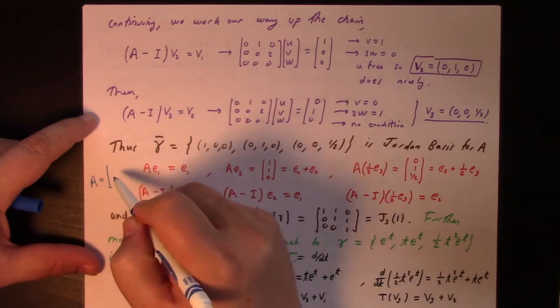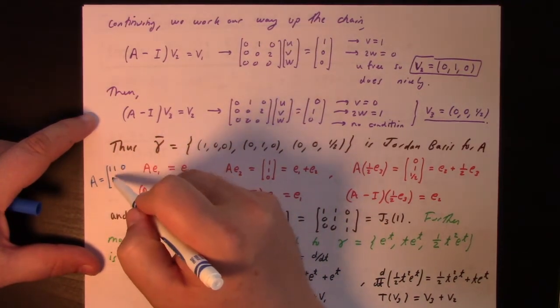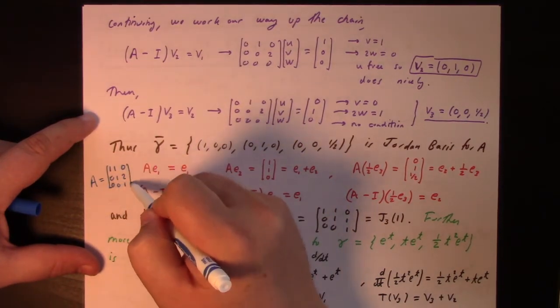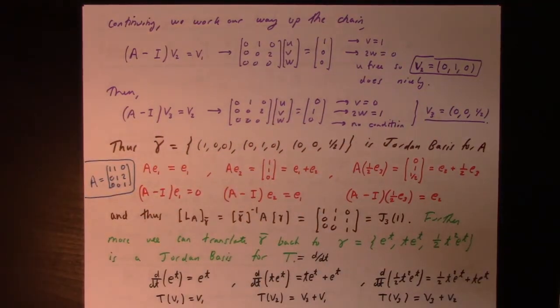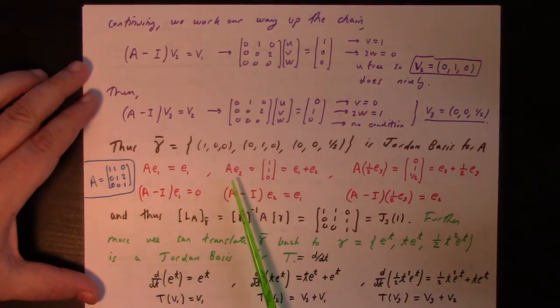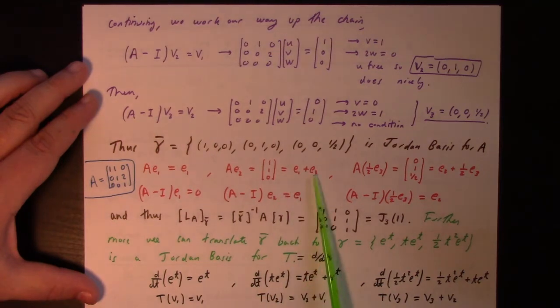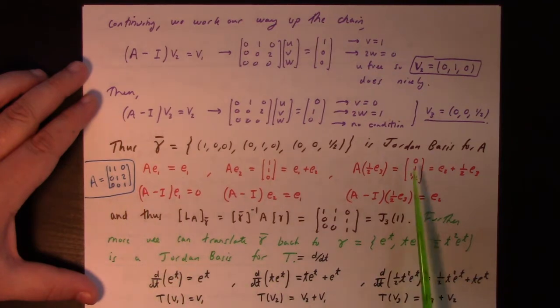A was 1, 1, 0, 0, 1, 2, 0, 0, 1. So that's the A, right? All right. And so you can see that AE1 is E1. You can see that AE2 is 1, 1, 0, because that's the second column. So that's E1 plus E2. You can see that if we multiply 1/2 E3, we get 1/2 of the third column, which is 0, 1, 1/2, which is, by the way, also E2 plus 1/2 E3.